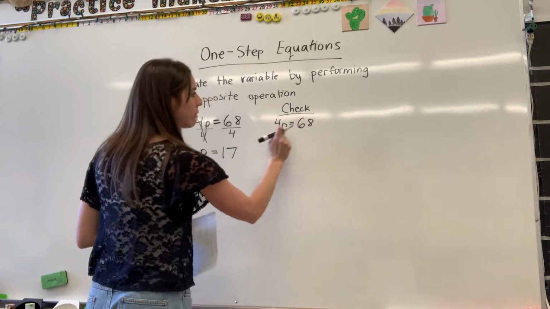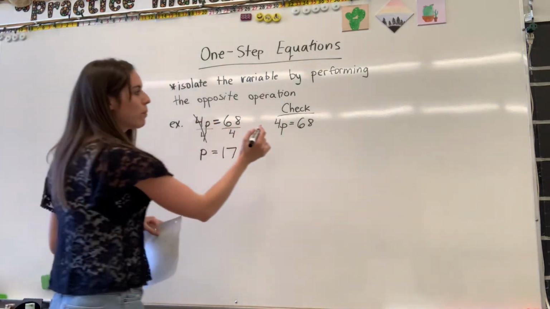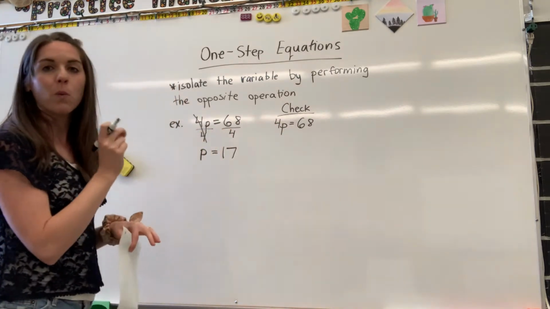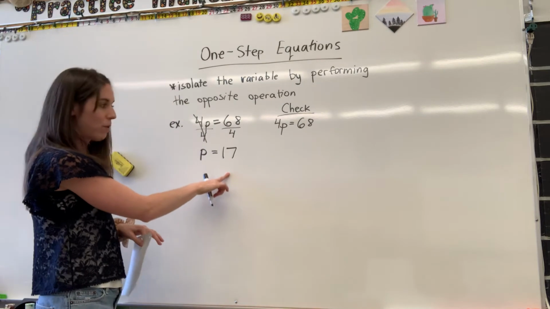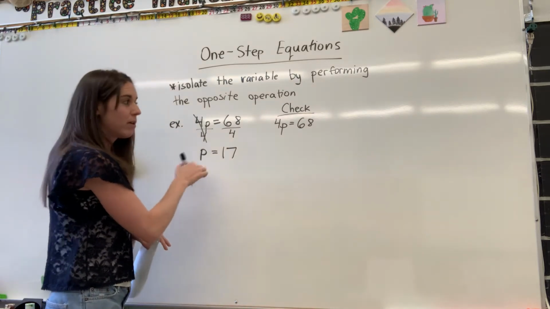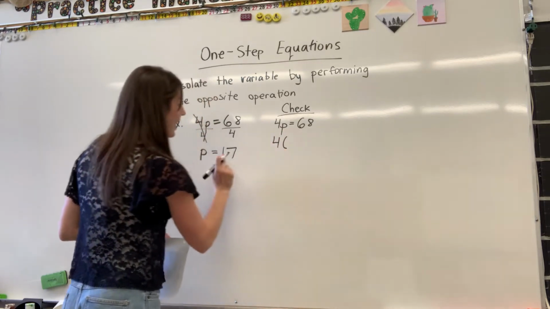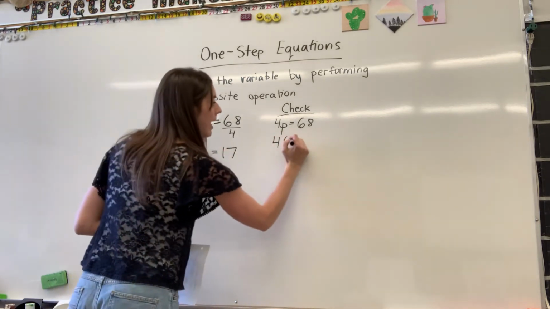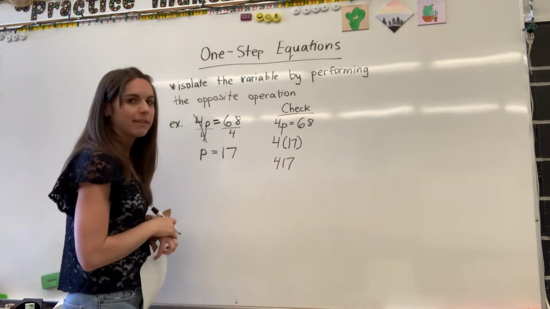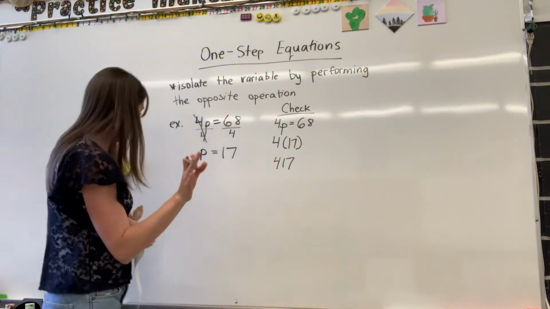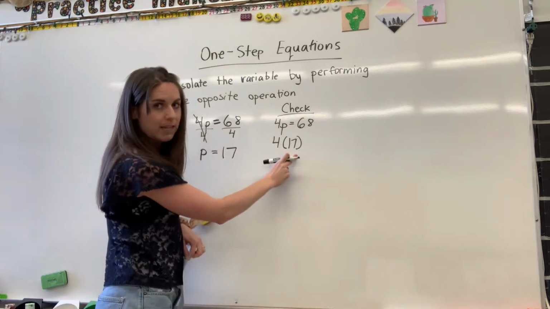So this was what the original was, 4p equals 68. And then we want to now fill in what we know, okay? So p is 17. We know what it is now. So instead of writing p, I am going to write 17. And I am putting it in brackets because if I just wrote this, now the number is 417. And that's not what we want.